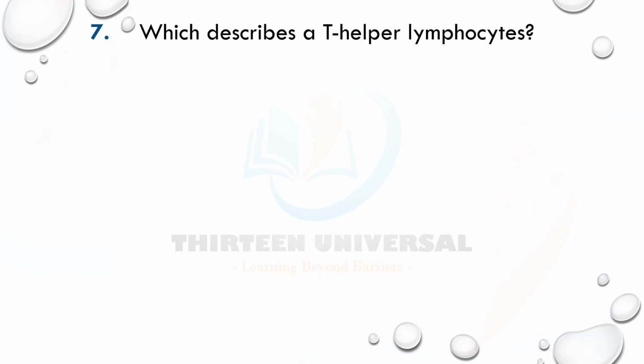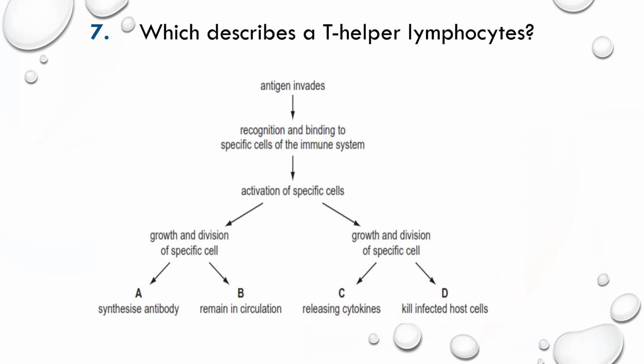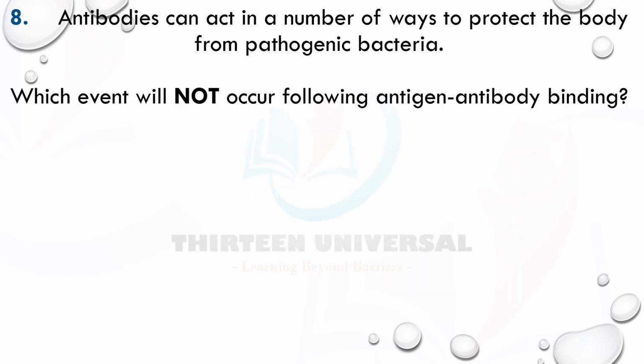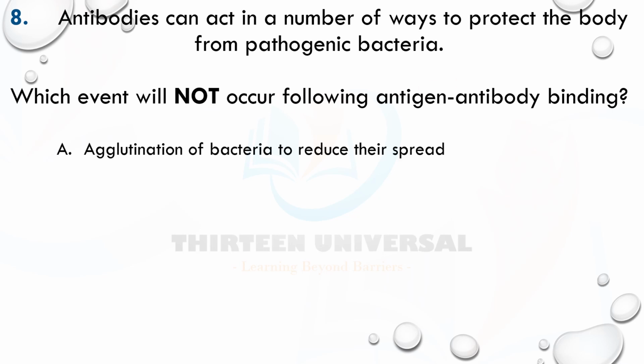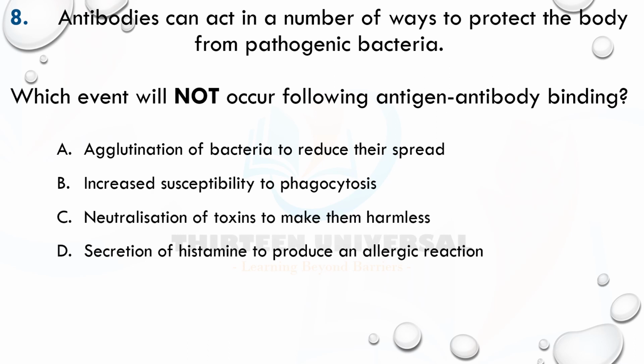Number 7, which describes a T helper lymphocyte. I think we've done this before. Yes, they repeat this question. So that's C, cytokines for T helper cell. Number 8, antibodies can act in a number of ways to protect the body from pathogenic bacteria. Which event will not occur following the antigen antibody binding? I think we've solved this question in this episode. So pause the video and solve it. Of course, the one that wouldn't occur is delta.